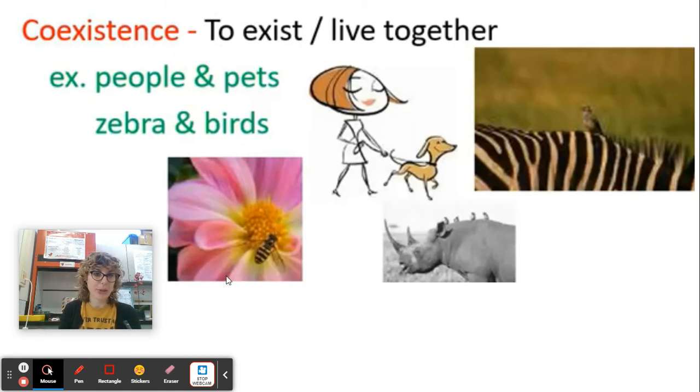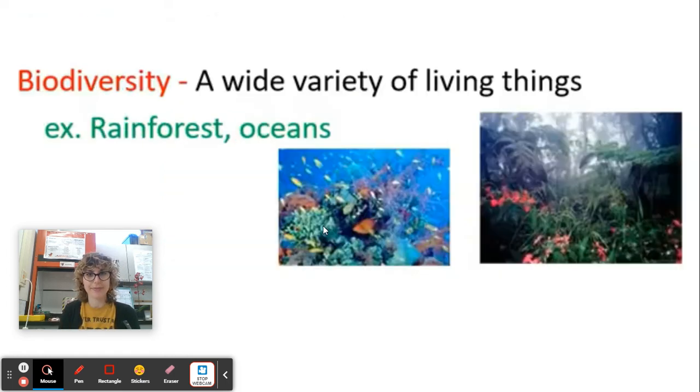Another example could be the relationship between flowers and pollinators. They need each other to live. They need each other to survive.